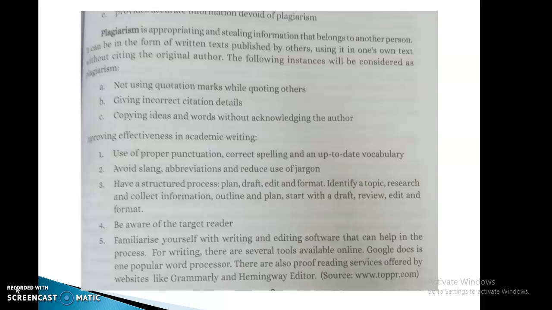So in an academic writing, the writer must know about the softwares that can help the writer in writing and editing. Also, there are tools that are available online. For example, Google Docs, it is a word processor. Then the websites Grammarly and Hemingway Editor, they offer proofreading services.